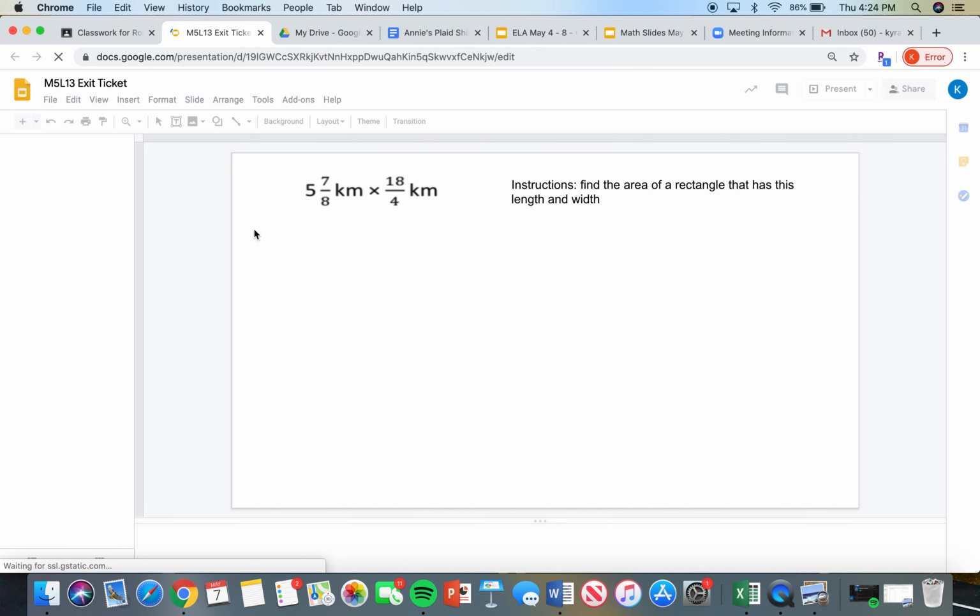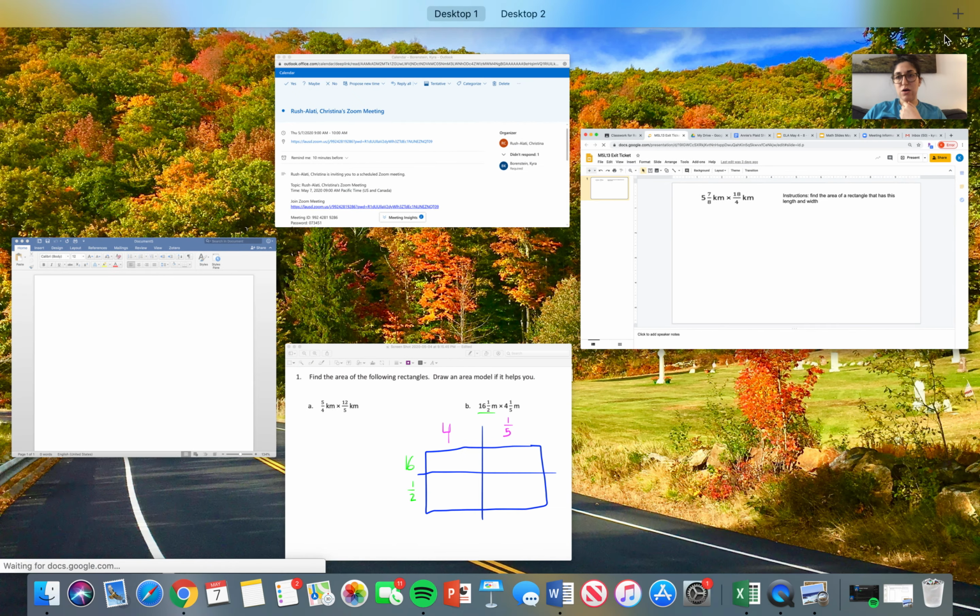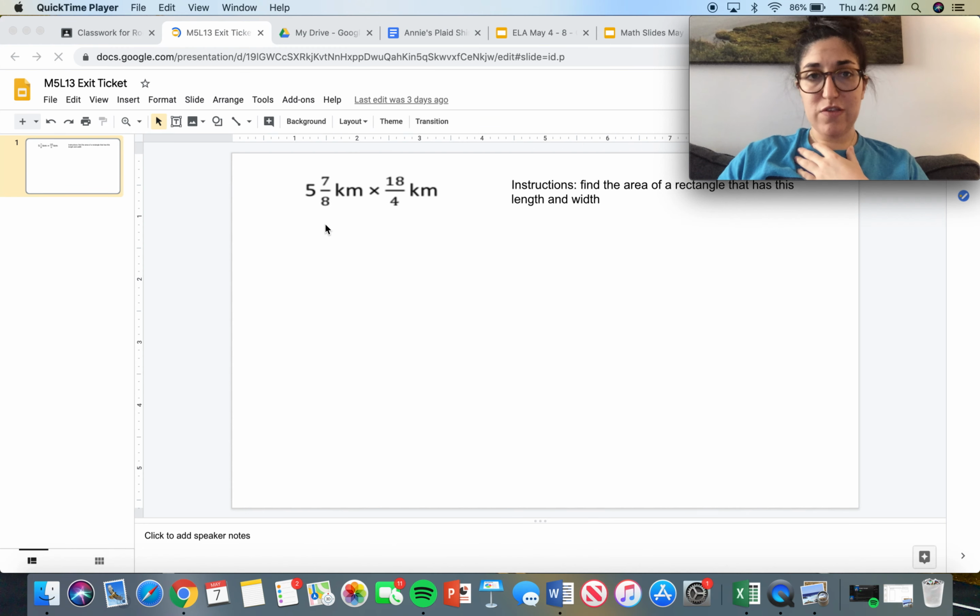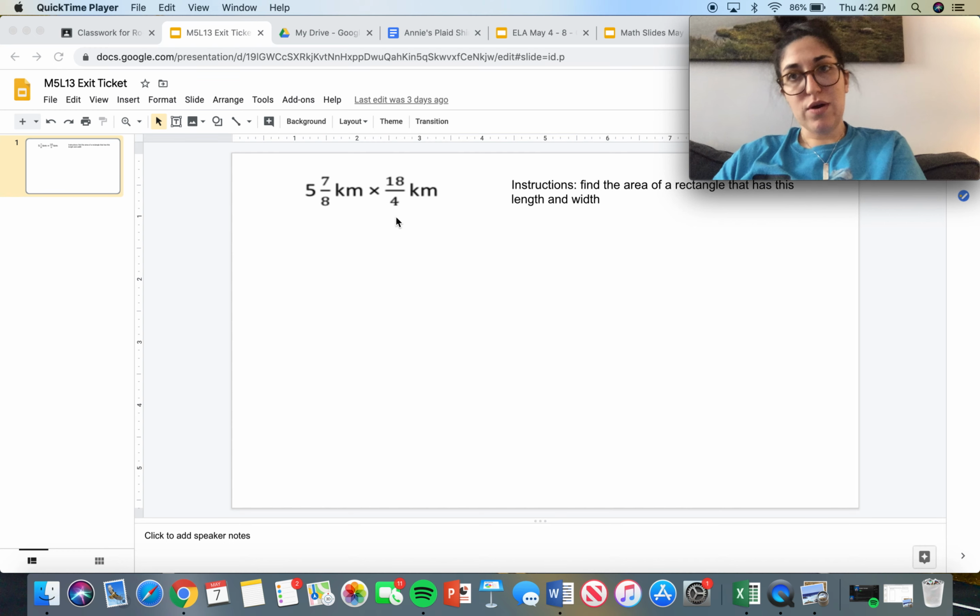Here we go. In your exit ticket, you might notice that you have one number that looks like this and one number that looks like this. So what you would need to do is take this number and turn it into this format. The way you would do that, right, think about it, is you pull out groups of 4/4 or 1 whole until you have the number that works best for you.